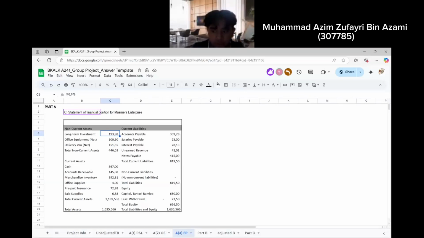Total current assets is 1,189,538. Now go to current liabilities. Have accounts payable, salaries payable, interest payable, unearned revenue, notes payable, and total current liabilities is 589,50.